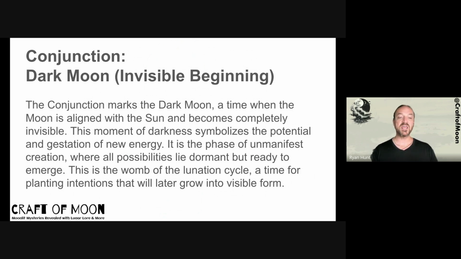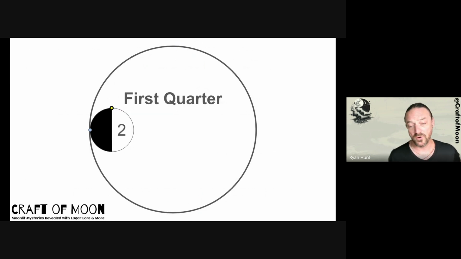And this state is synonymous with the state of chaos, that blank screen, because this is where all possibilities lie, where it is the capacity of capacity. This is the womb of the lunation cycle. It is where things gestate, and it is a time for planting intentions that will later grow into visible form.